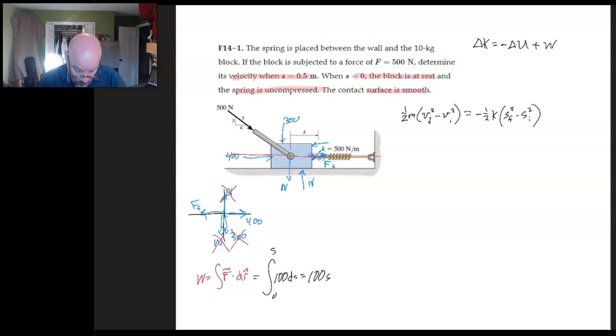Now, let's think about the directions real quick because it's a dot product. The force is to the left, but the motion is to the right. And so that means when I do my dot product, it's negative, so it's negative 100s. So we've got two competing forces. The 400 Newton force there is trying to increase the kinetic energy of the system, but the spring is trying to resist that increase. So it's pulling energy out of it.